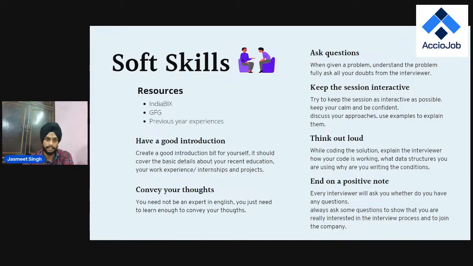Whenever you are in a technical interview, you will be given problems. You are supposed to solve the problem. But once an interviewer explains your problem, is that enough? No. You should always ask questions. You should always clear all your doubts regarding the problem. Basically, keep showing that you are trying to understand the problem and you are also clearing your doubts.